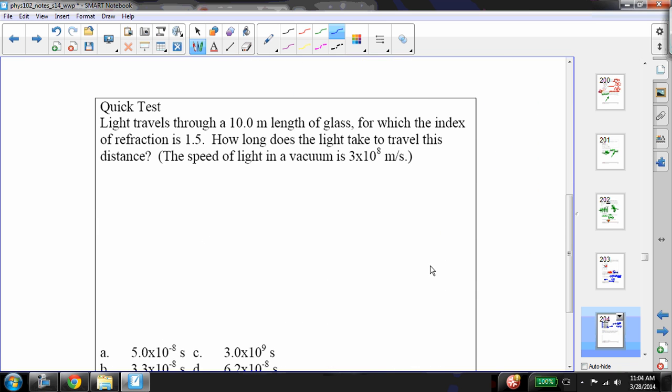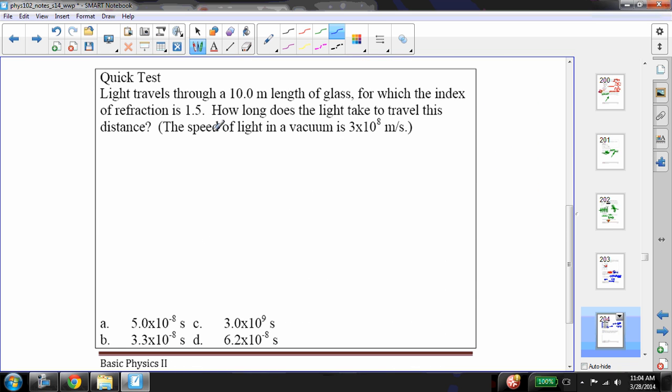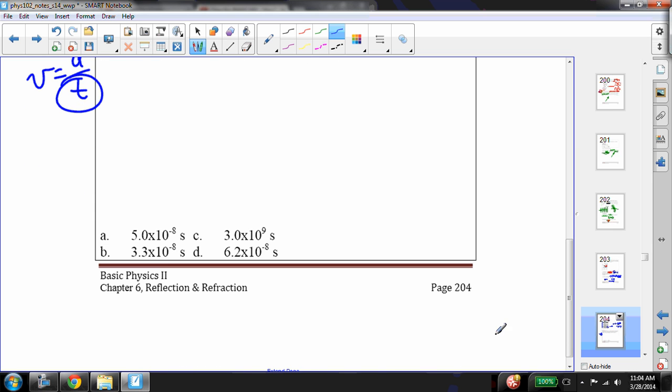Right. Here's a question. This is a kinematics type question. I'll let you try it on your own. But it just asks, how long does the light take to travel this distance? Remember, for our kinematics, our basic definition of speed is just distance over time. And here I'm looking for the time. So you'll need to find the distance and the velocity of the light in this new medium.